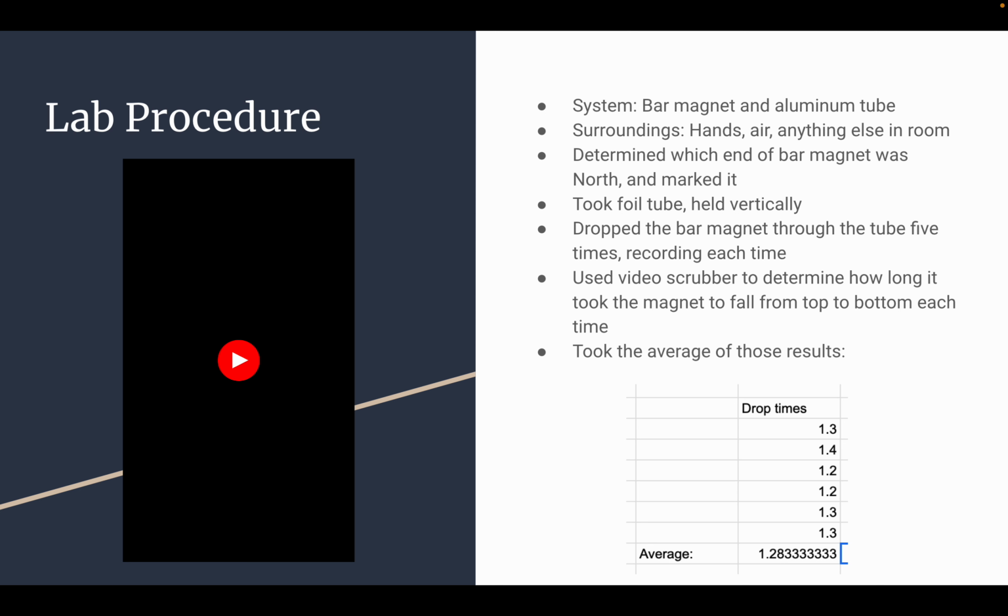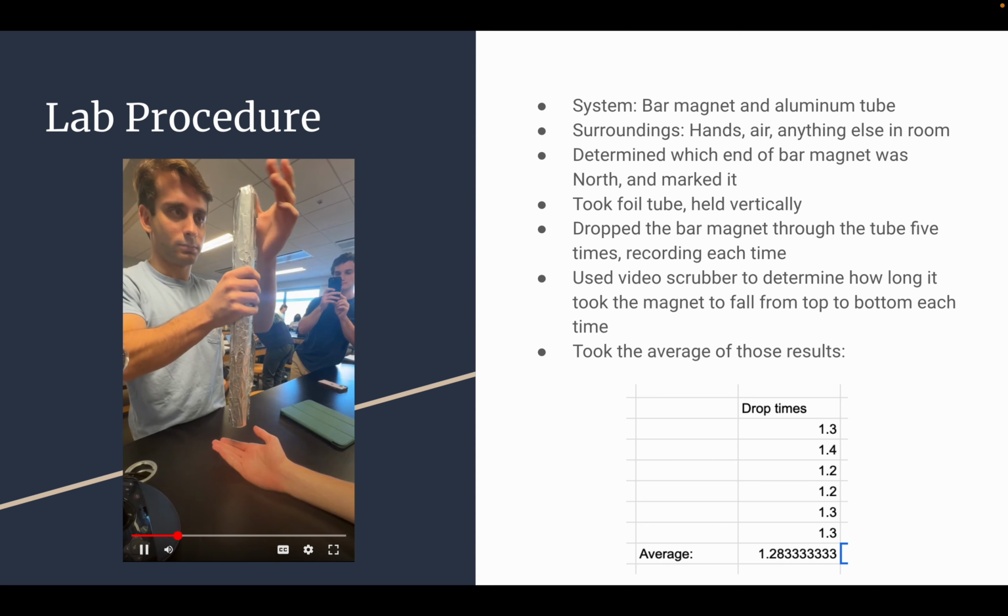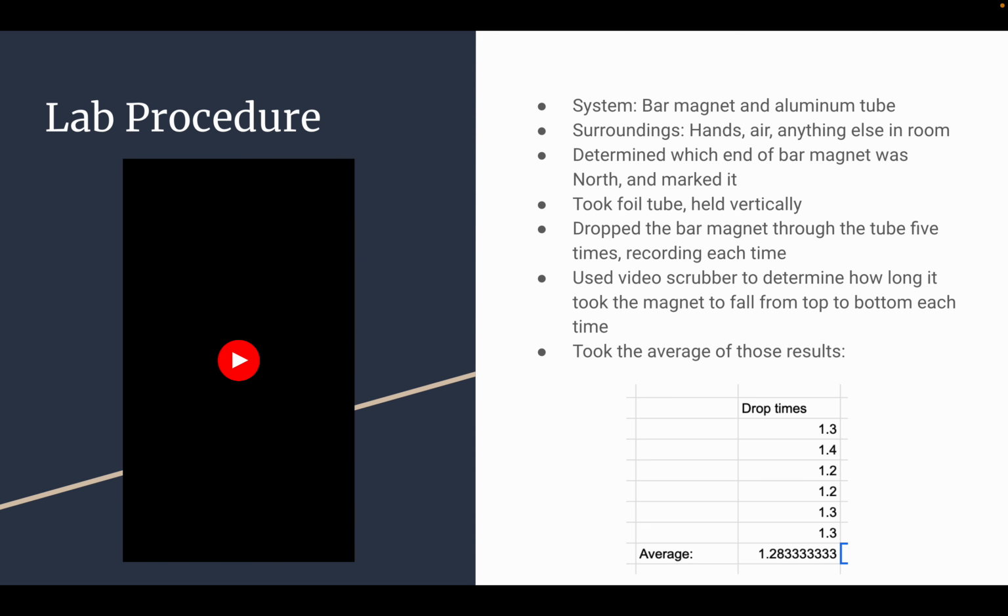And then we used a video scrubber to determine how long it took the magnet to fall from top to bottom each time. Here is my lab partner performing the experiment. And then we took the average of those results, which as you can see is 1.283 seconds.